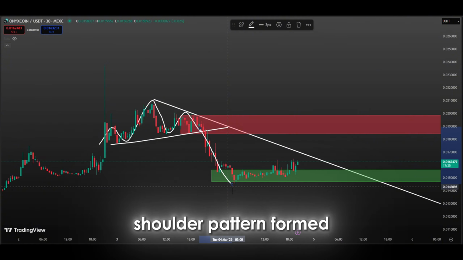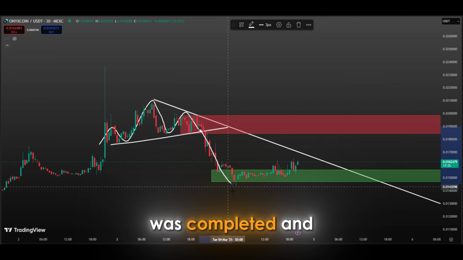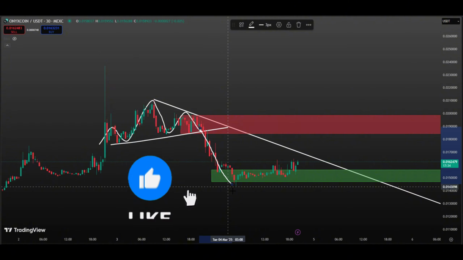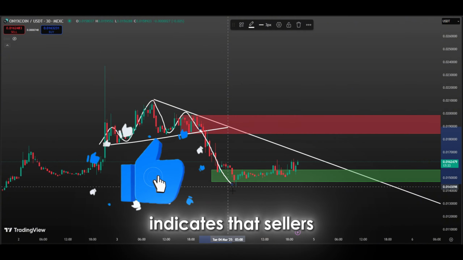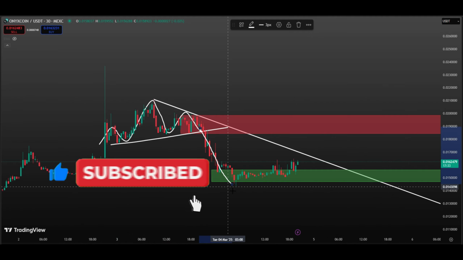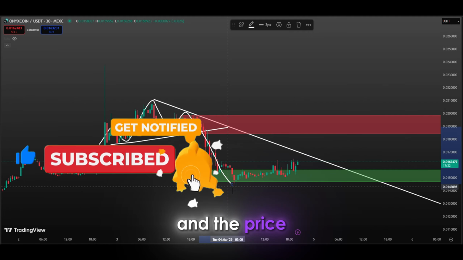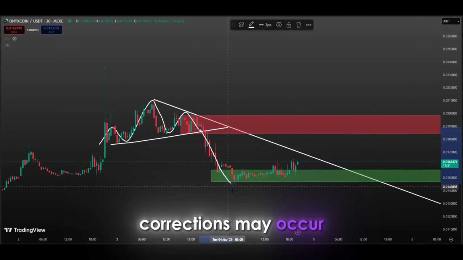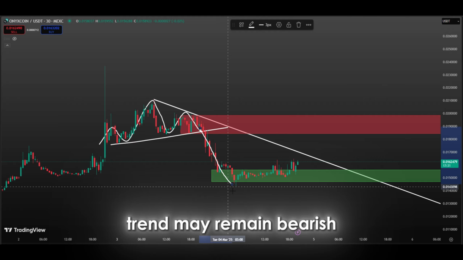The head and shoulders pattern formed at the top zone was completed, and the price broke the neckline and started its downward movement. Technically, this breakout indicates that sellers have become dominant and the market has changed direction. If the selling pressure continues and the price does not reach the target level of the pattern, corrections may occur, but the overall trend may remain bearish.